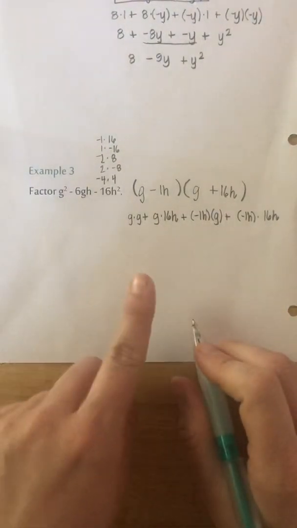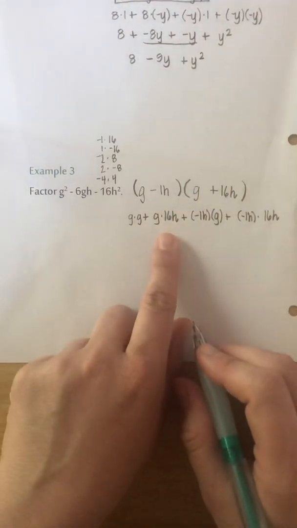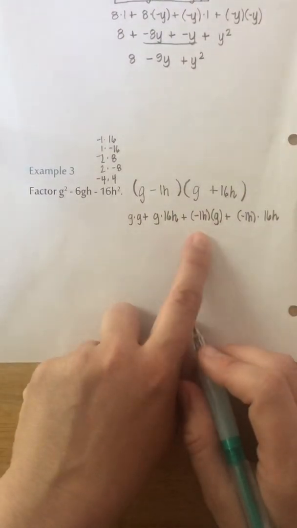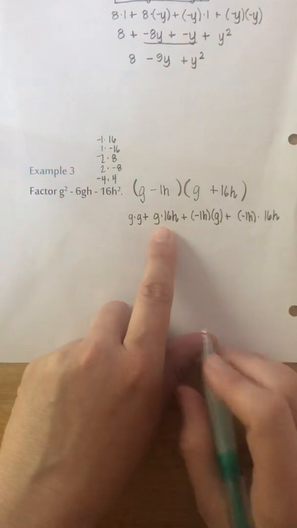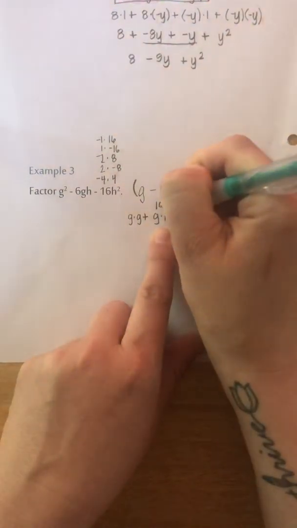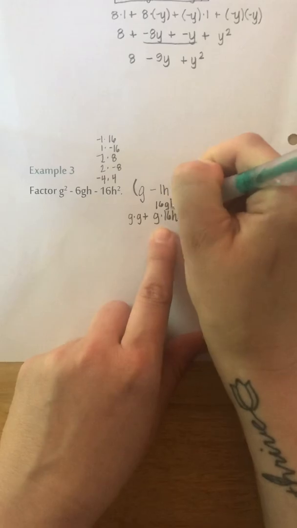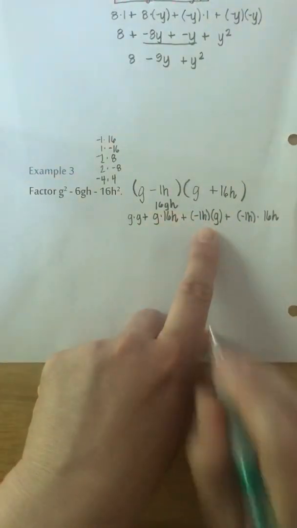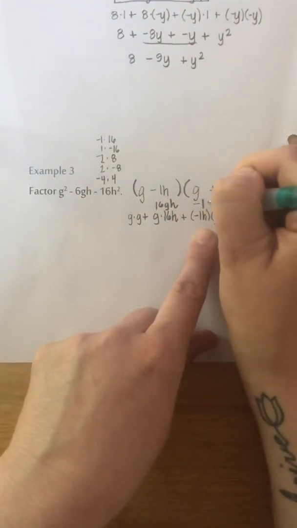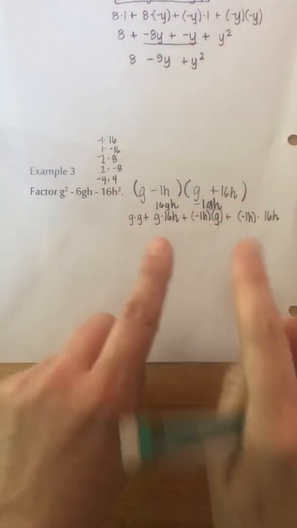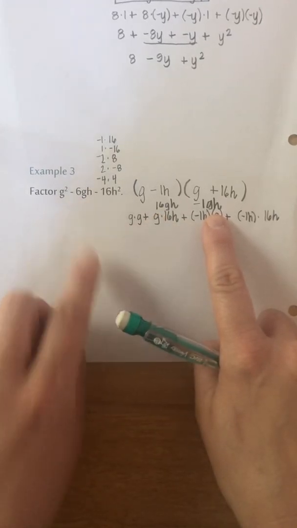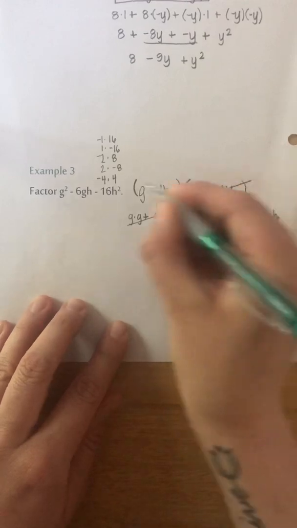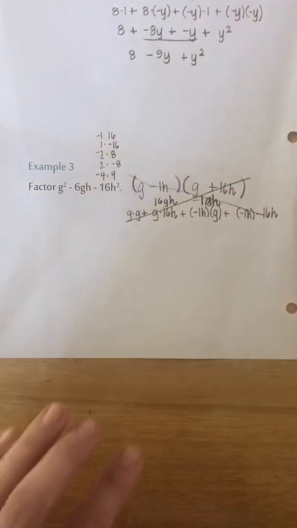All right, let's talk for just a moment. Let's look in the middle, because the middle is really where it's going to be determining if we have the right answer or not. If we multiply these two together, we're going to get 16gh. If you multiply those together, you're going to get a negative 1gh. What happens when you combine those together? You would get a positive 15gh, which is not what we need. So there's no point in continuing with that problem if I already know it's not going to work.